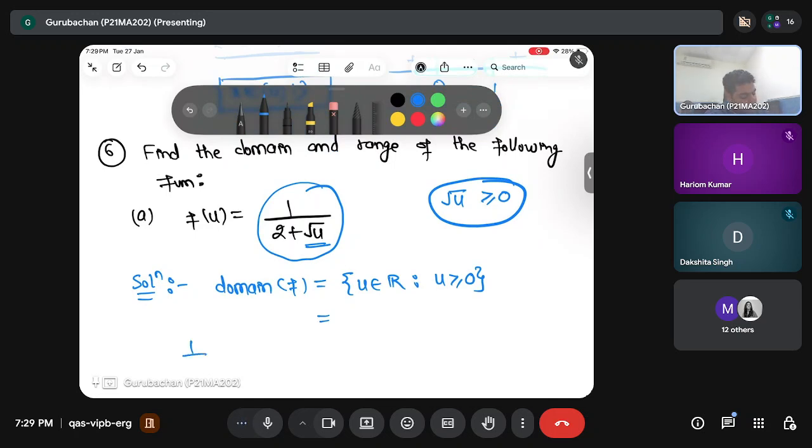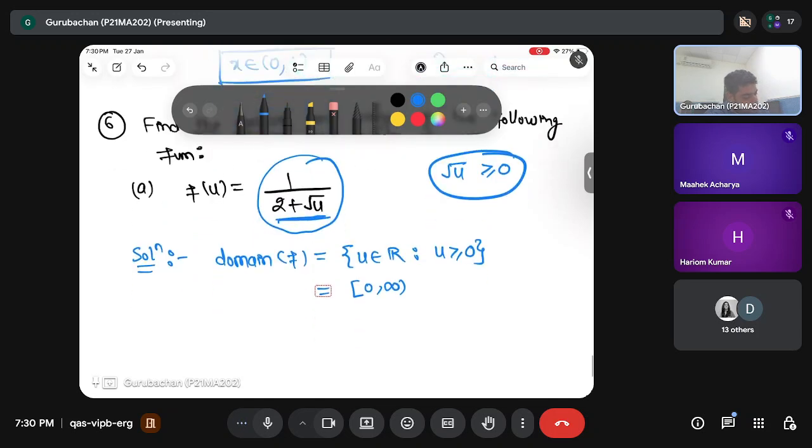For example, if here there were 1 by x, then you have to take care that x should not be 0. But here this will not be the case. Okay, so what will be the domain? 0 to infinity.